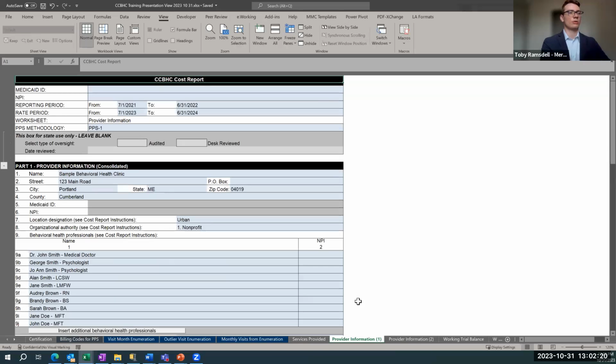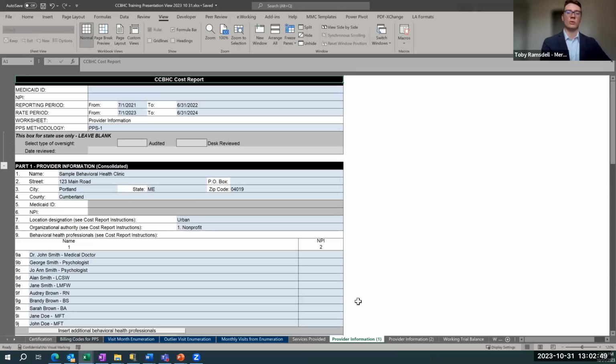All right. So this is actually the beginning of the cost report. The services provided schedule kind of comes later, but we wanted to show that in relation to the way that the visit enumeration schedule works. So those are kind of related in terms of the visit per provider. But the provider information schedule is the first schedule that you'll probably fill out in the cost report, which just contains general information for the sites.